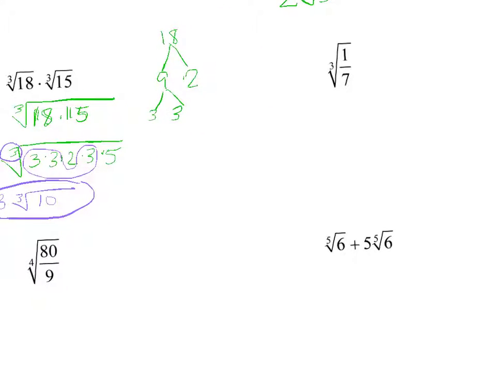On this next one, I need 3 sevens because I can't have that 7 in the bottom and I can't split 7 up any farther. So I need 2 more sevens. So I can multiply by sevens on top and bottom. So on top, I'll still have the cubed root of 1 times 7 times 7 is 49. And on bottom, I'll have just a 7.